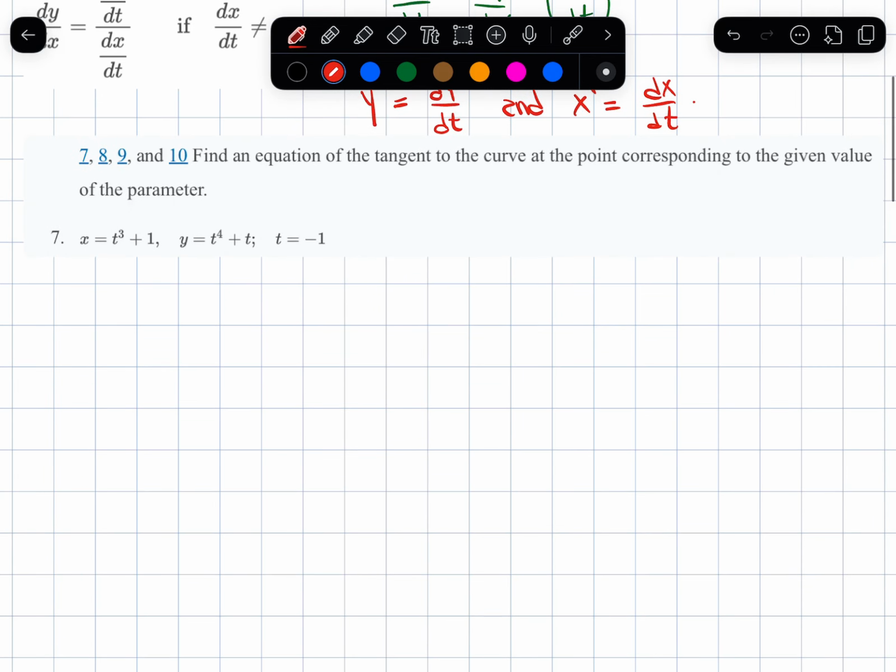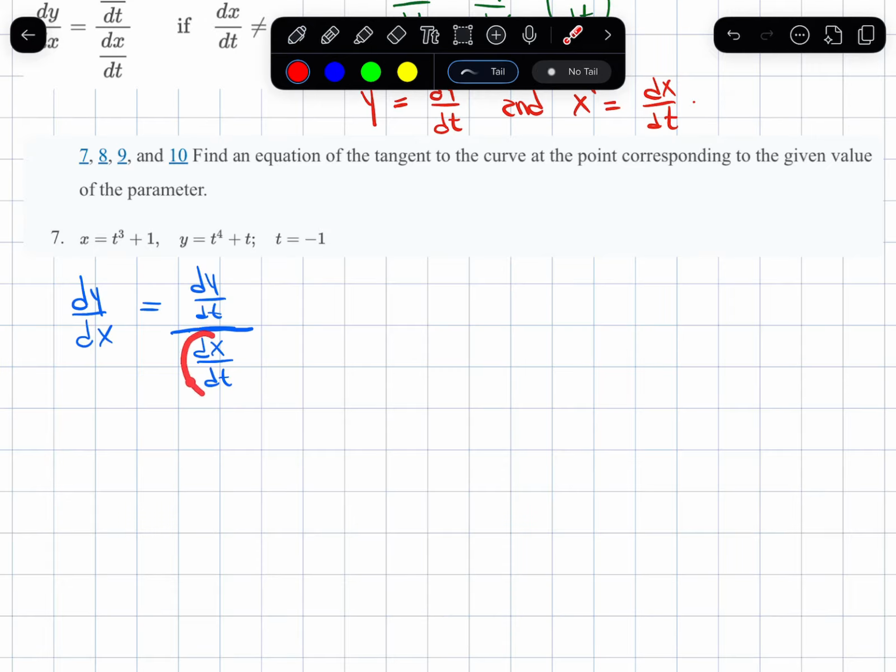Now, this is one of the easiest types of problems that your teacher can ask you to solve. If you want to find dy over dx, you could just do dy over dt over dx over dt, as long as the bottom of this fraction is not 0. So dy over dt should be just a direct use of the power rule, 4t cubed plus 1, all of that divided by dx over dt, which is going to be 3t squared. So this is dy over dx.